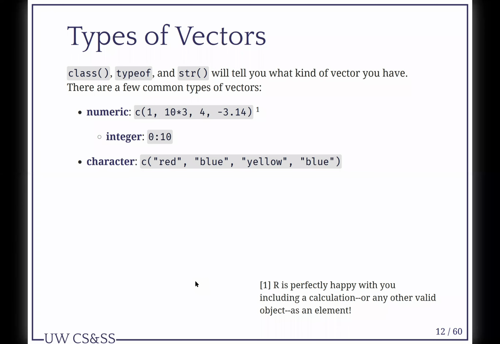We also have logical types of vectors. These are just false and true. This is the setup of how our filter function works when we want to get rid of rows.